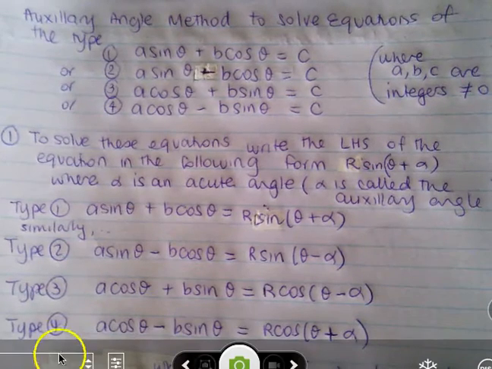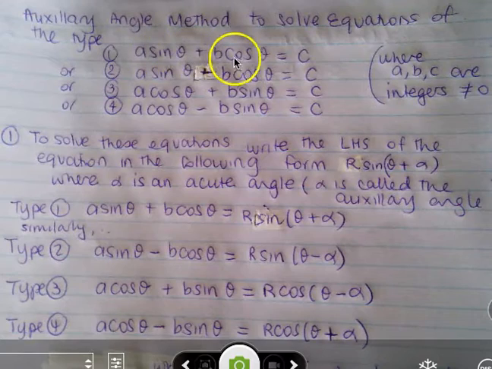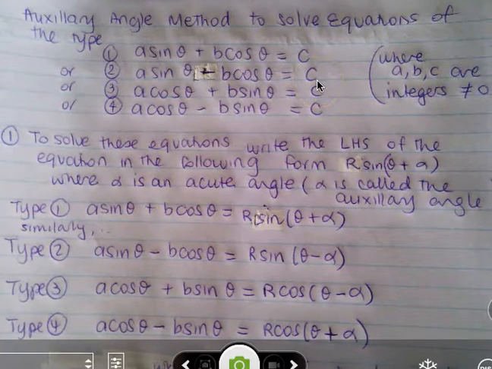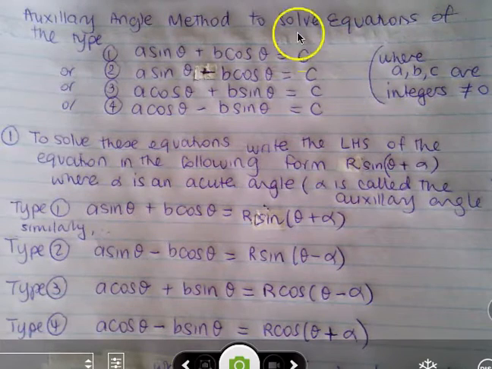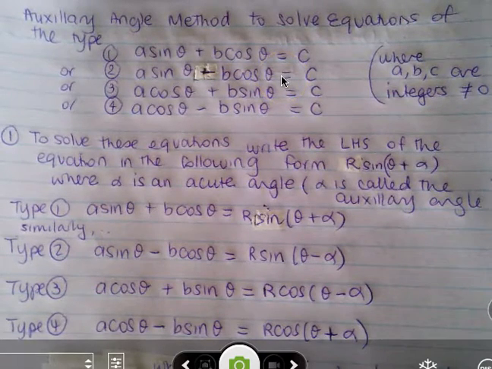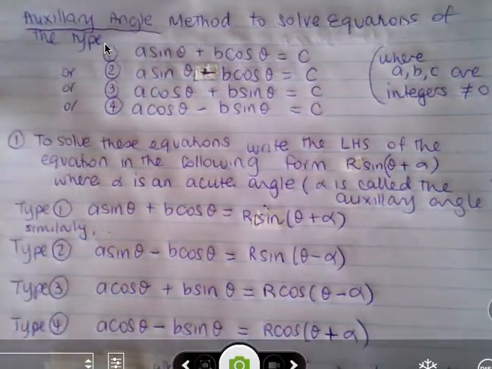Remember we looked at the T formula method to solve equations of the type a sine theta plus b cos theta is c, or you could have a sine theta minus b cos theta is c. In other words, any combination of sine and cos with a constant equals a constant. You can't divide through by cos for these ones. You must use either the T formula method or what we're looking at today, which is the auxiliary angle method.